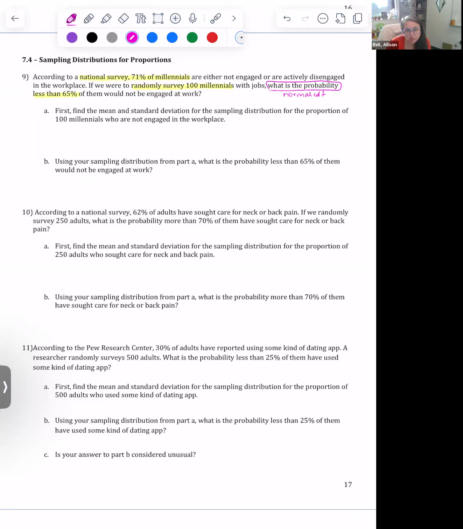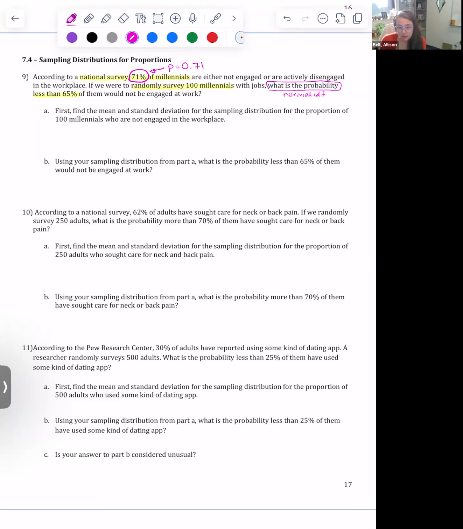So let's look above, before it says what is the probability. Right at the very top, it says this is a national survey, and 71% of the millennials in the survey said, yes, I'm not engaged at work. So that is our proportion. This is a yes or no question. Are you disengaged at work? And 71% of them said, yes, they are.